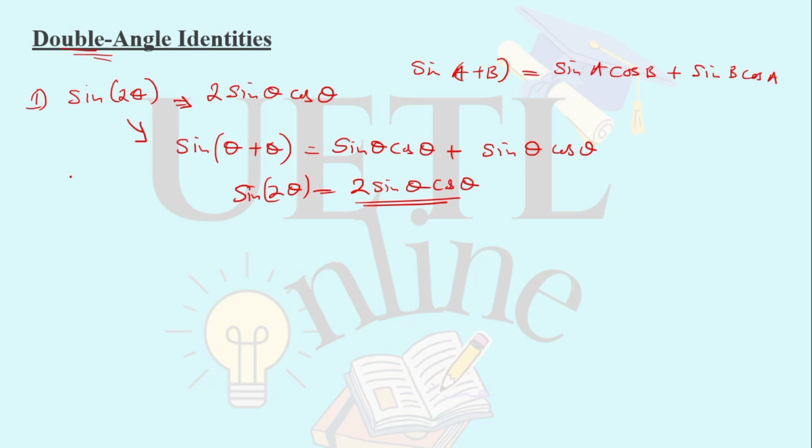Let's go on to the next one, which is the second one. Here let's say we are given cos 2 theta. The identity of this one is going to give us something like this: cos squared theta minus sine squared theta.